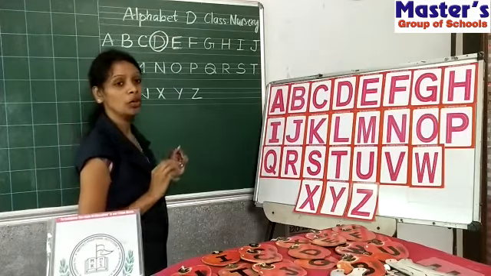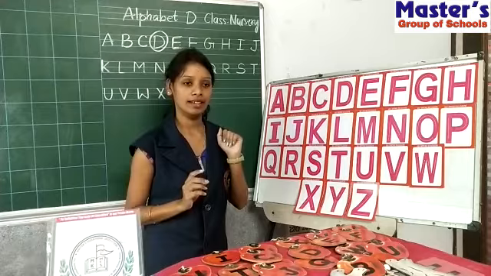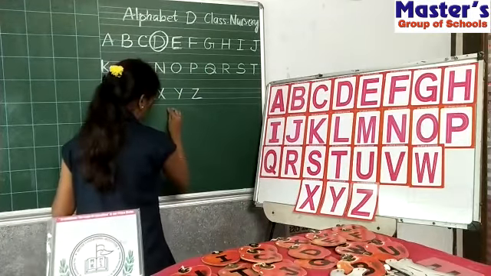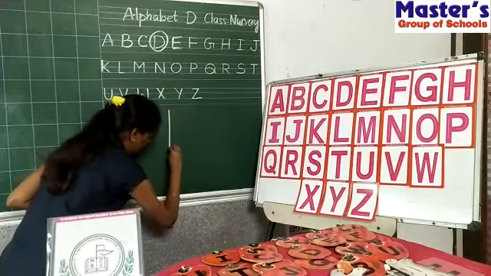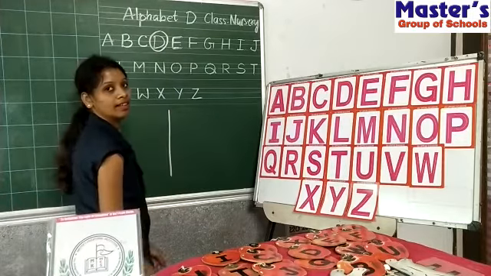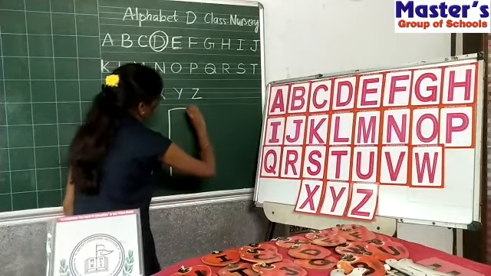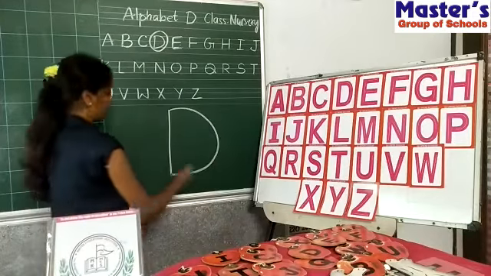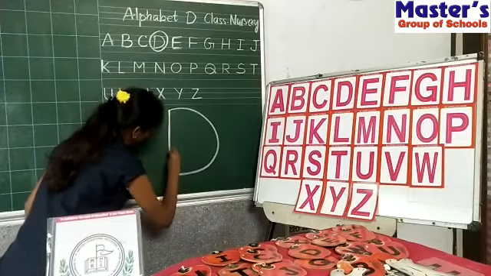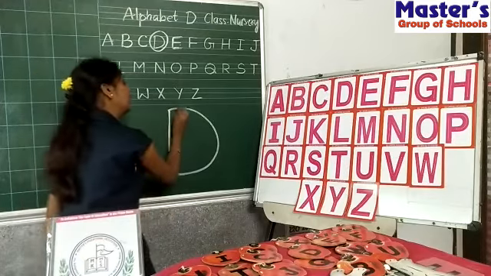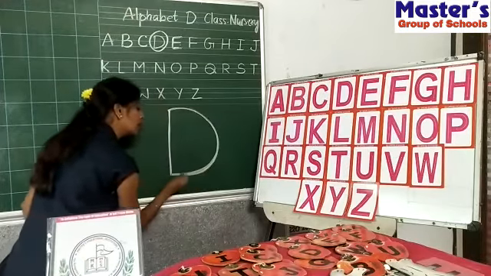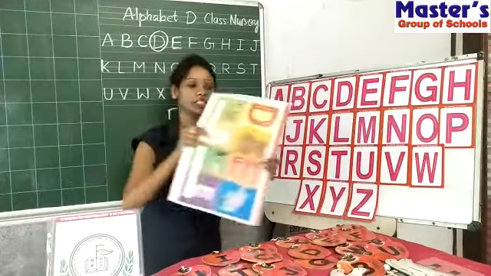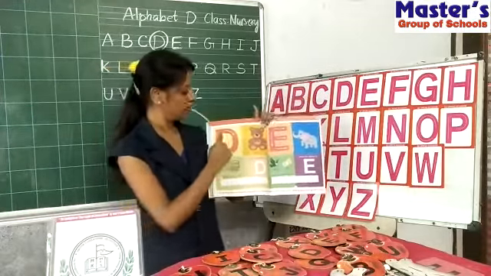Now I will show you how to write D. Okay. One standing line. Then right curve. Okay. One standing line. Then right curve. Okay, very good, my little children, very good. D.